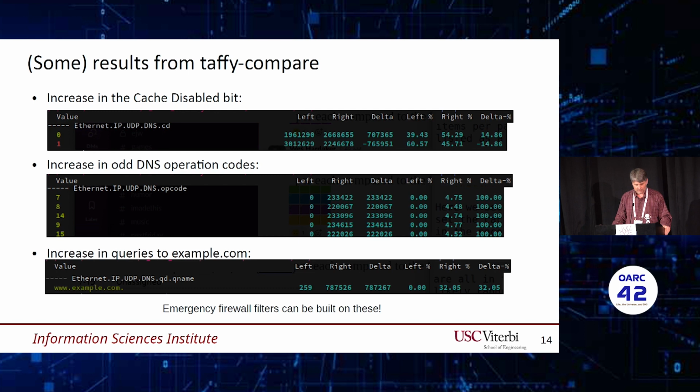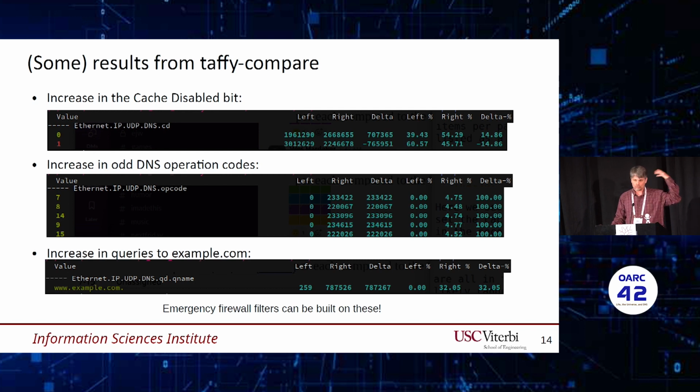There was an increase in the operation codes, the really weird operation codes: 7, 8, 14, 9, and 15. Those aren't real operation codes. You can see in the left-hand column, it's all zeros. There were none of those in the normal traffic, and then there were 200,000 of them in the regular one. This is perfect for building firewall filters. This is the exact type of thing you need to do, and this came out of our operational needs running a root server. We need to figure out if we should start dropping something because it's going to affect us soon. So, piece of cake, thanks.